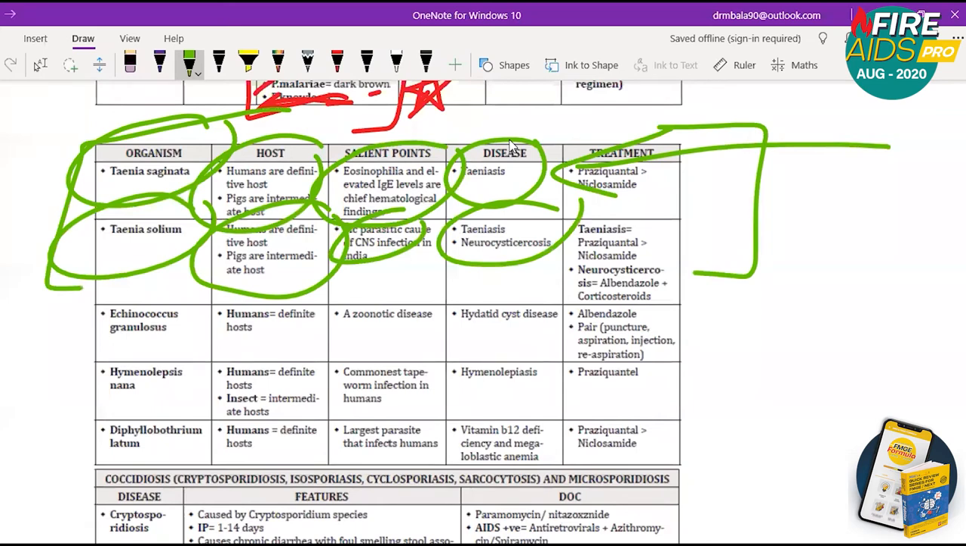Then followed by Echinococcus granulosus. Highly important. H. nana, D. latum.